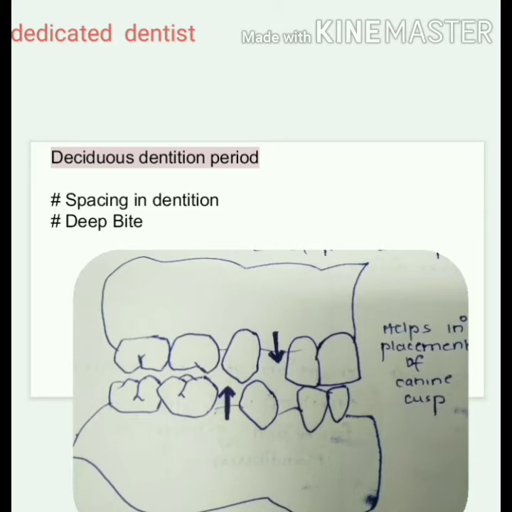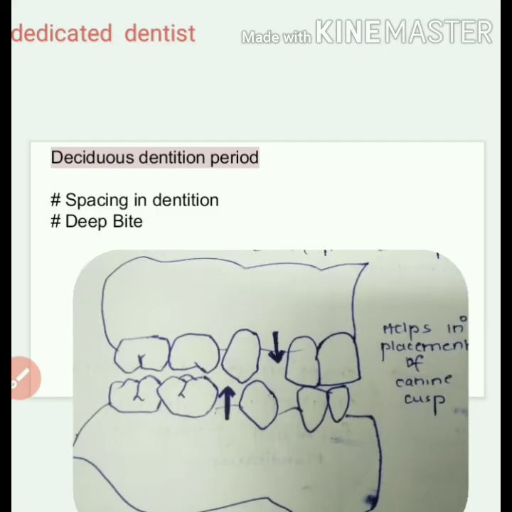You see that mesial to the maxillary canine there is space, and distal to the mandibular canine also there is space present. This is called simian space, anthropoid space or primate space, as seen in the primates. That helps in the placement of the canine cusp, and also sometimes it is utilized when the mandibular first molar shifts mesially and utilizes this space to achieve a class 1 molar relationship. The permanent first molar utilizes this primate space to get an ideal class 1 relationship, Angle's class 1.